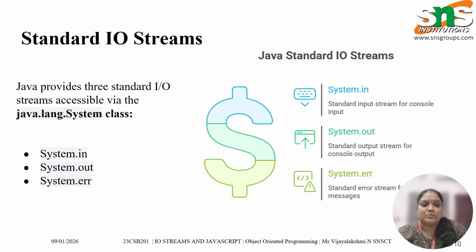What are the standard input-output streams? Java provides 3 standard input-output streams, accessible via the java.lang.System class. The first one is System.in, the second one is System.out, and the third one is System.err. System.in is the standard input stream for console input. System.out is the output stream for console output. Console output in the sense it's the monitor where your output is displayed. And System.err notifies the error message.